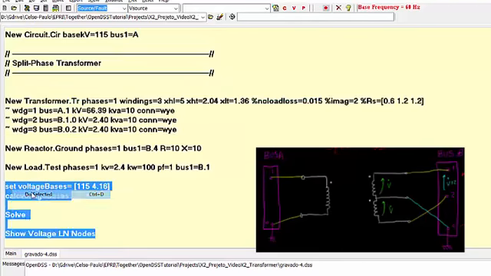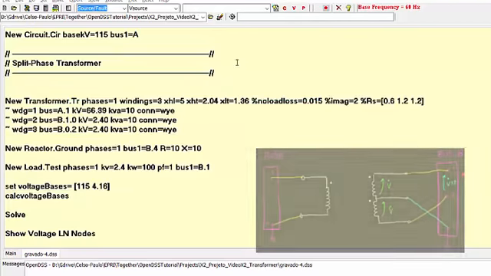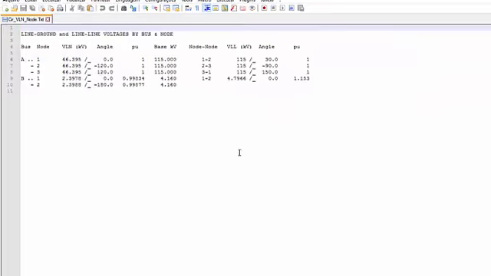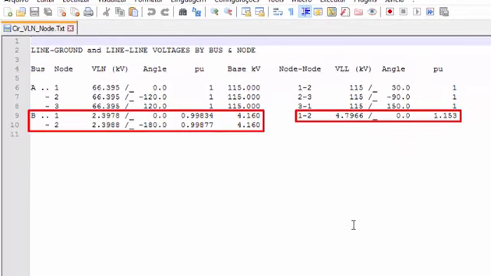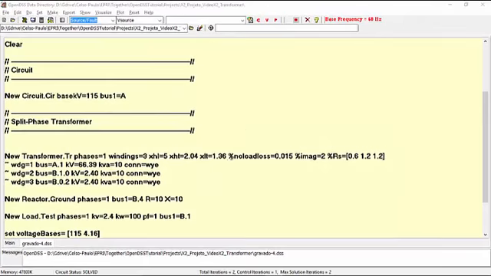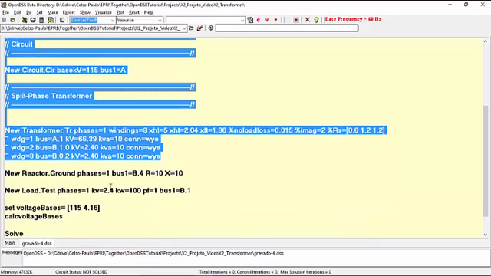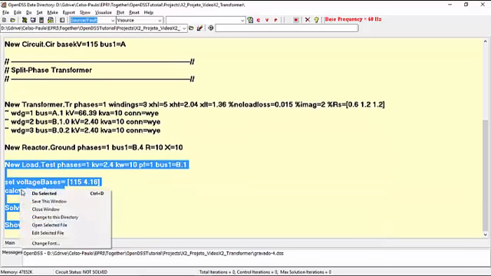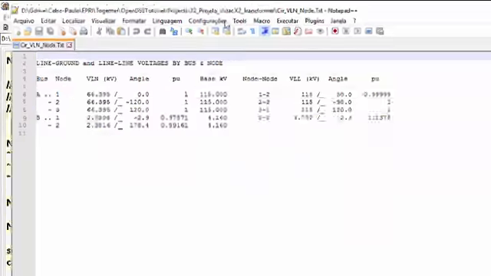After solving the circuit, we can check that the voltages at nodes 1 and 2 of bus B are opposed in phase, and the voltage between nodes 1 and 2 is around 4.8 kV. By adding a single-phase load to node 1, we can see that the voltages of nodes 1 and 2 become more asymmetric.